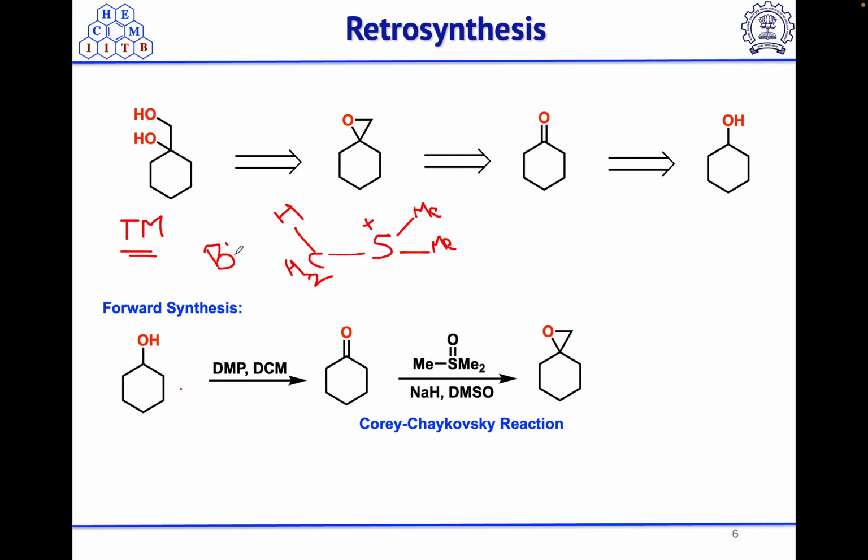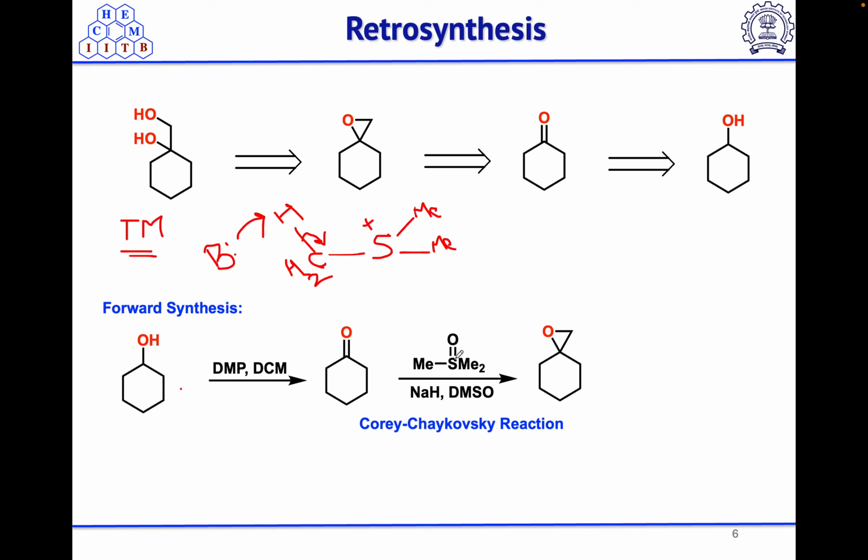Because this is the more acidic proton, this base will take this proton and it will generate this CH2 minus. So CH2 minus and S plus, minus and plus on adjacent atoms, that is known as ylide, right? So this is the sulfur ylide. Now this is the sulfonium-based ylide.